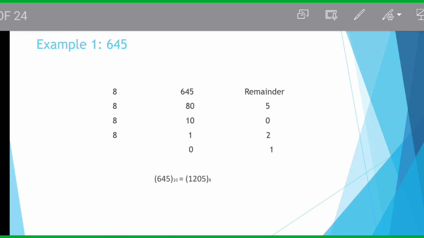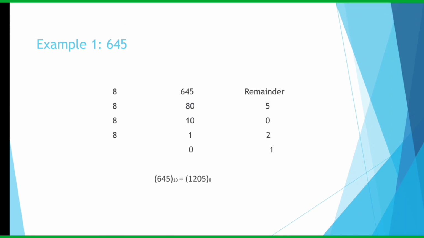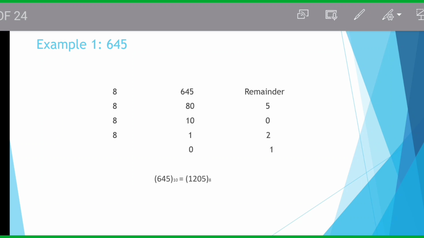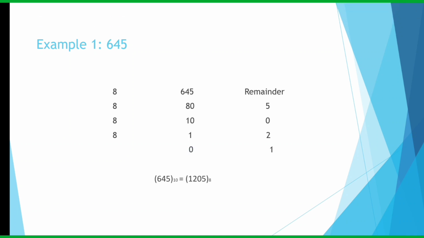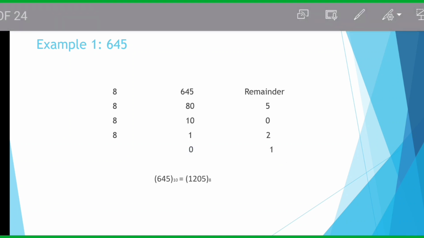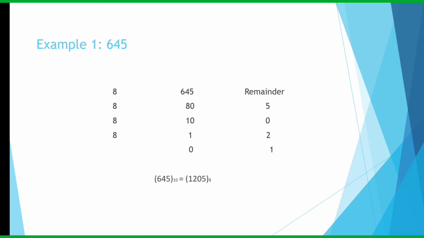Then, when we divide 80 by 8, our quotient is 10 and the remainder is 0. Again, when we divide 10 by 8, our quotient is 1 and the remainder is 2. We can't divide the 1 by 8, so here our quotient is 0 and the remainder is 1.